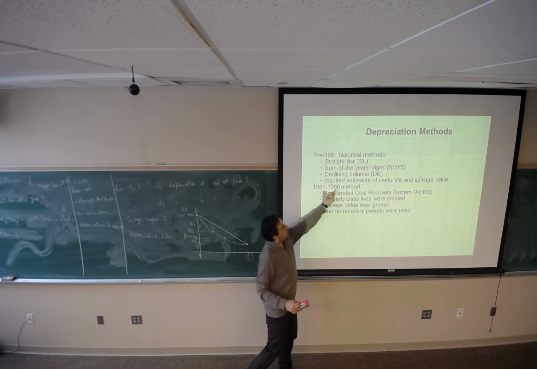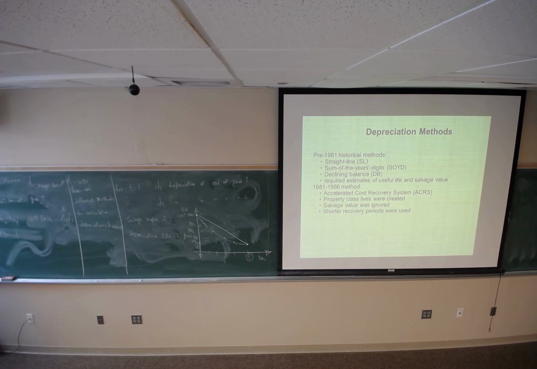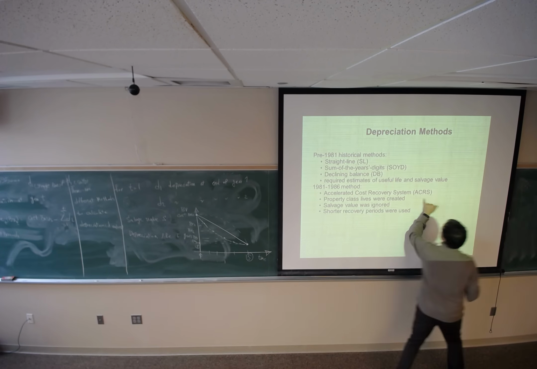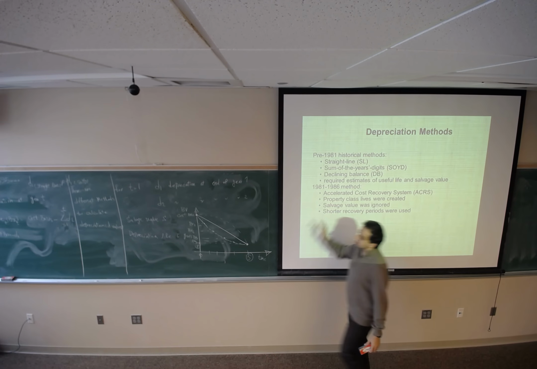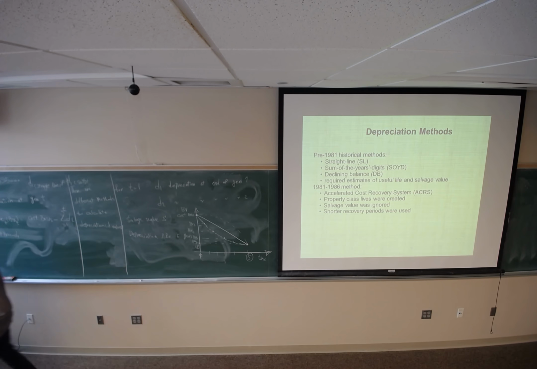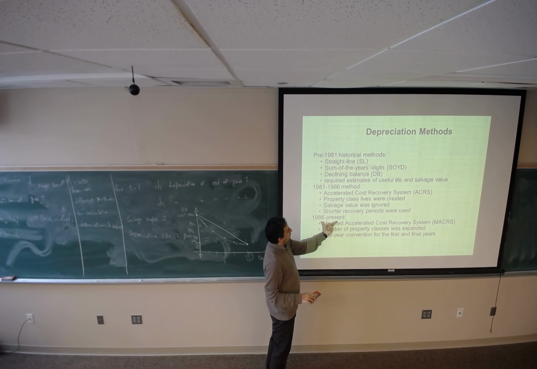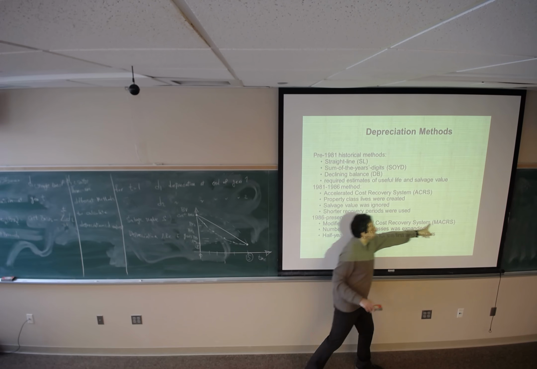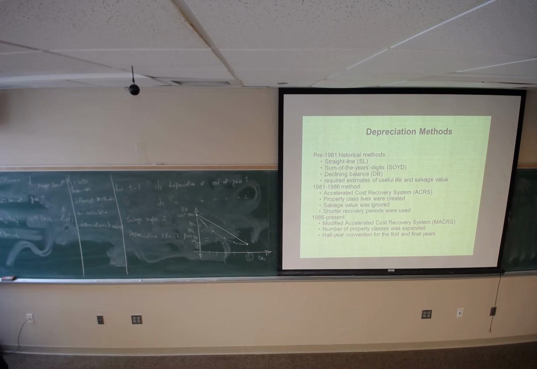Between 1981 and 1986, ACRS was introduced by the IRS, and businesses were required to use this method to calculate the D. We will go through that method later. After 1986, up to the present, they just added some modification to this method and introduced modified ACRS, which is the method that we are going to talk about on next Monday's class.